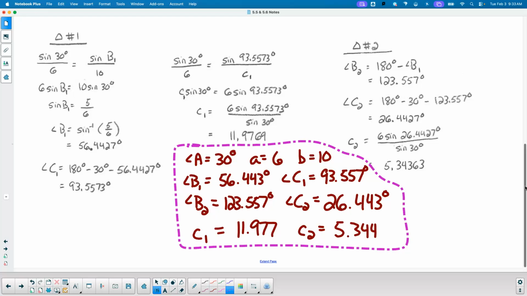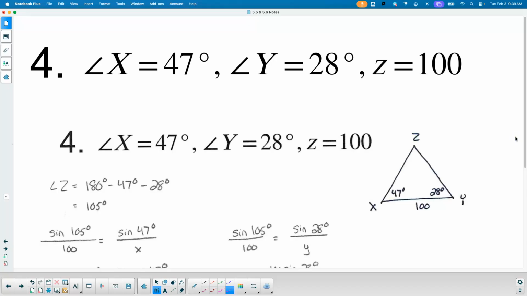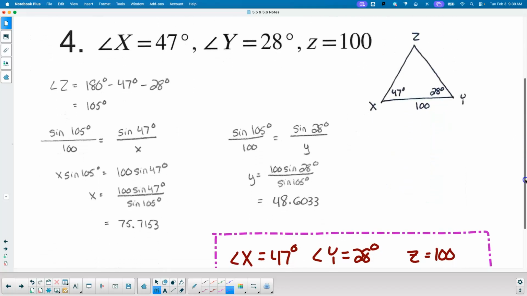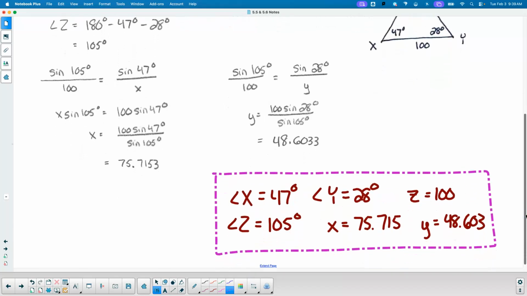Good job. No questions? One more, and then I'll hand back your formatives. Go for that one. All right. This is an angle side angle case, so there is only one triangle, and so we just solve it normal law of sines, and we get angle Z is 105 degrees, side X is 75.715, and side Y is 48.603. Questions on that?